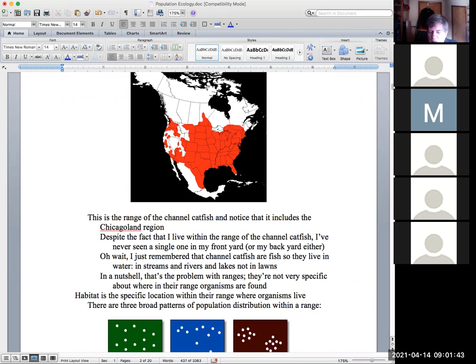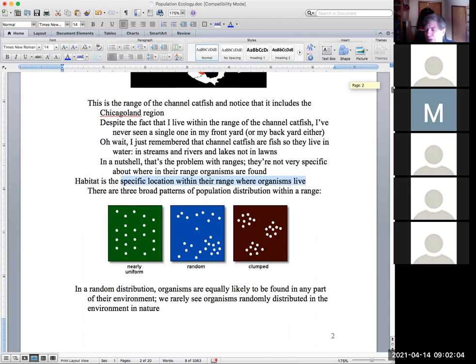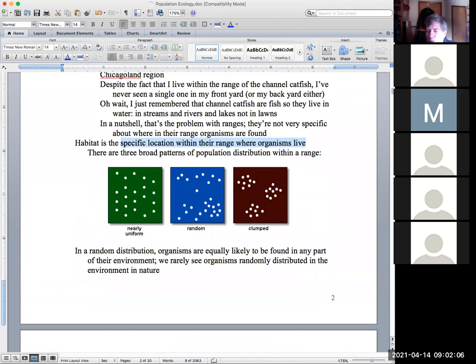And what we typically want to study in biology is something called the habitat. And the habitat is the very specific location within their range where organisms live. So it's not just that their range is Illinois, but do they live in fast-moving streams in Illinois? Do they build their nests in tall plants around streams? Do they live in meadows?